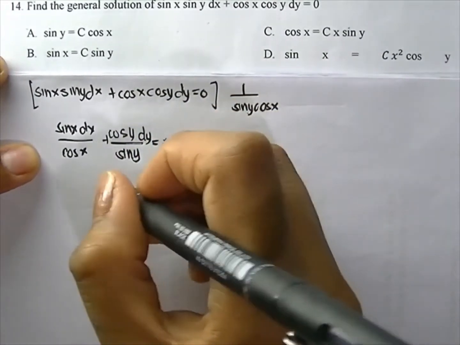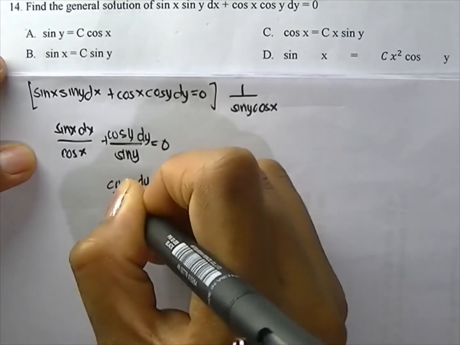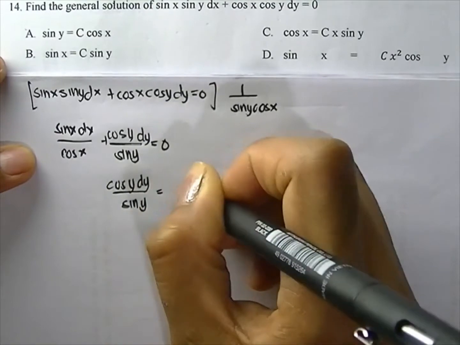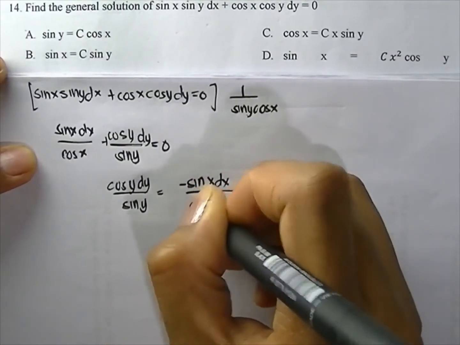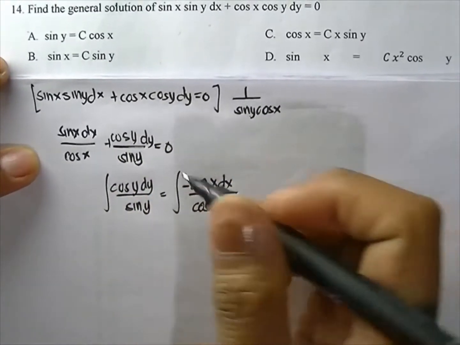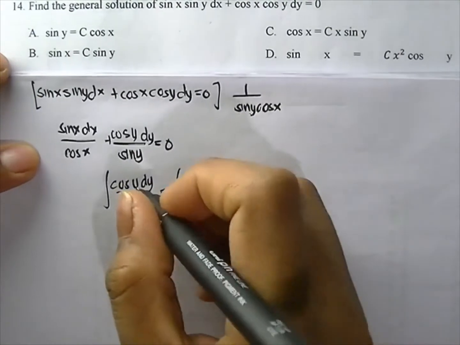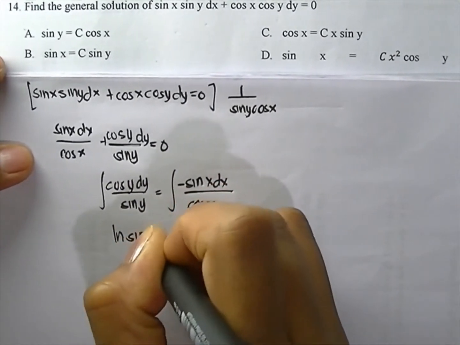Transpose sin x dx. So we have cosine y dy over sin y equals negative sin x dx over cosine x. So integrate. We have integral of cosine y dy over sin y is ln sin y.